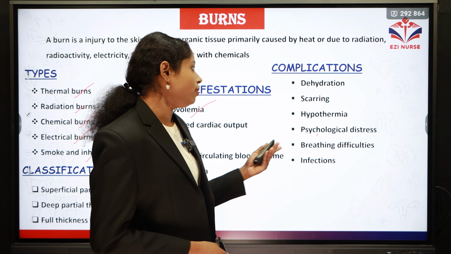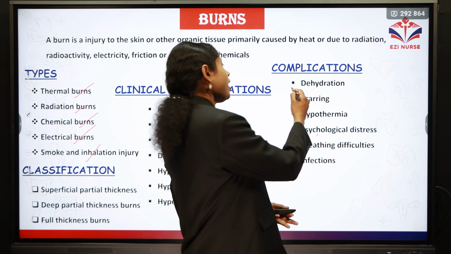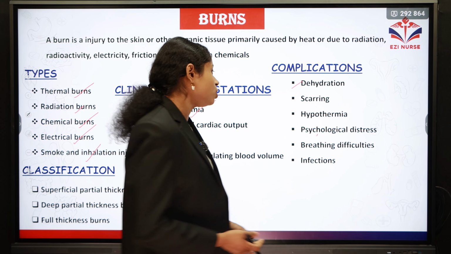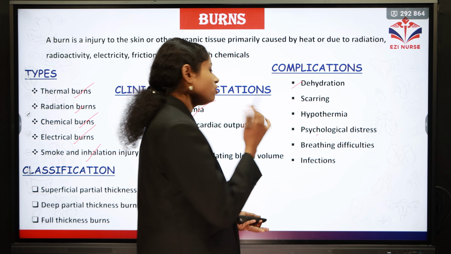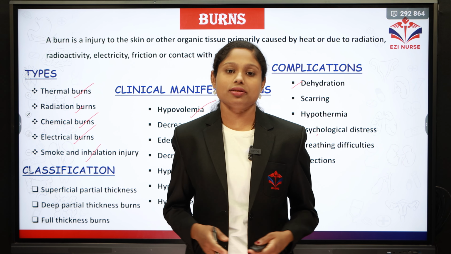Now we will see complications. So what is the complication of burns? What are the main complications here? Dehydration due to loss of blood and body fluids. So there will be dehydration, scarring of the tissue, hypothermia, psychological distress, breathing difficulties, and infection. So these are the main complications of burns.